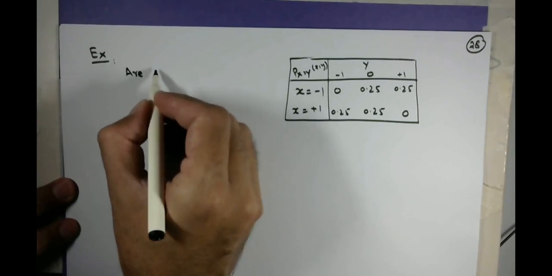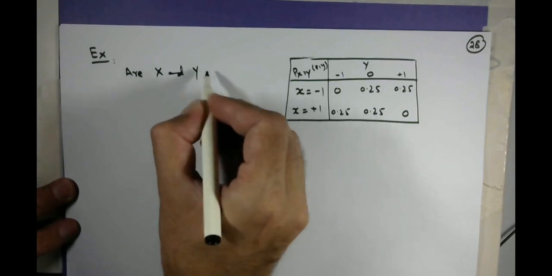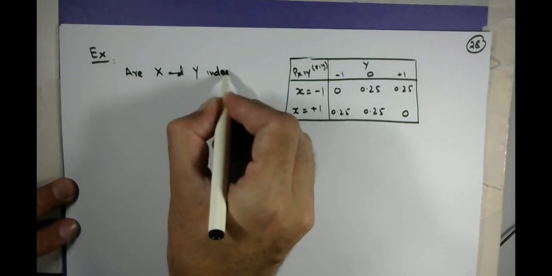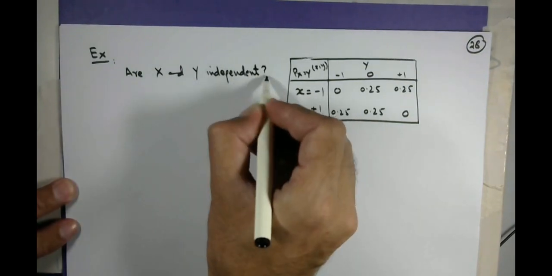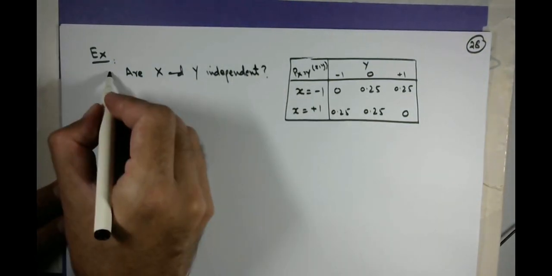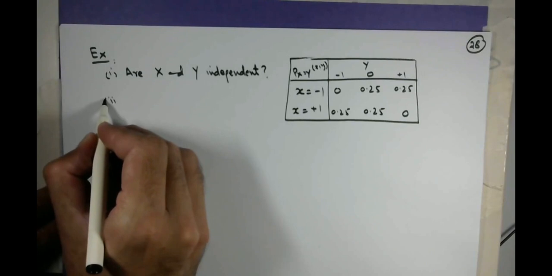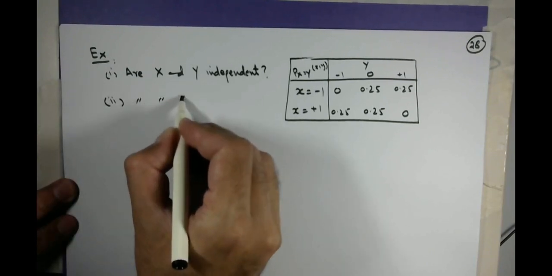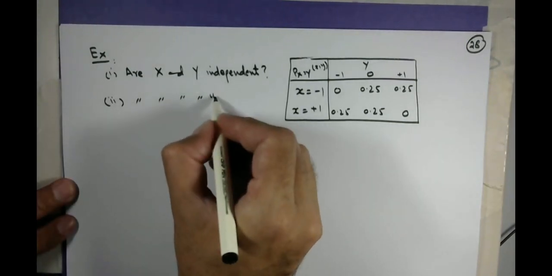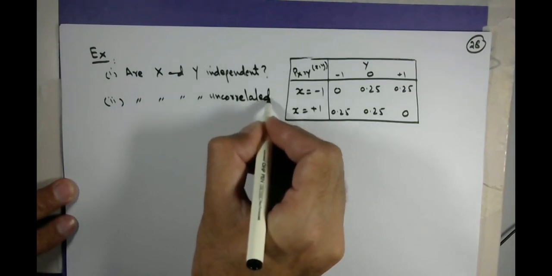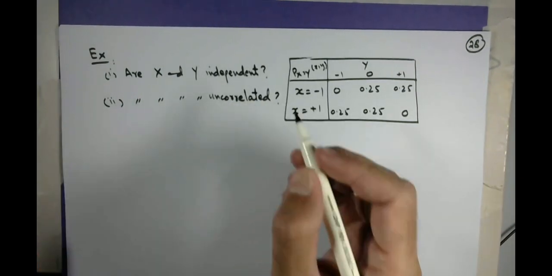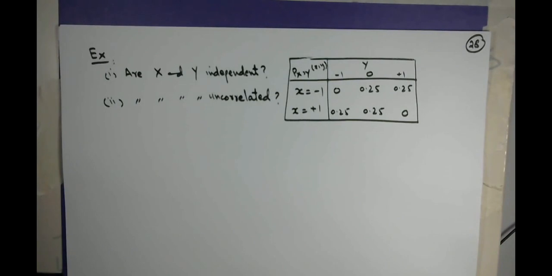Suppose this is our sample space, and we need to check, number 1, are x and y independent, and number 2, are x and y uncorrelated. So let me first check the independence.